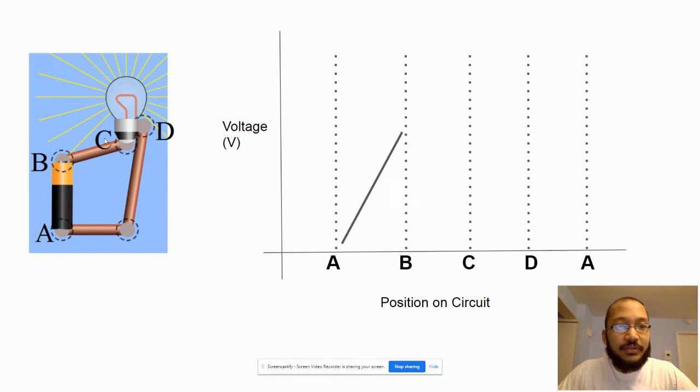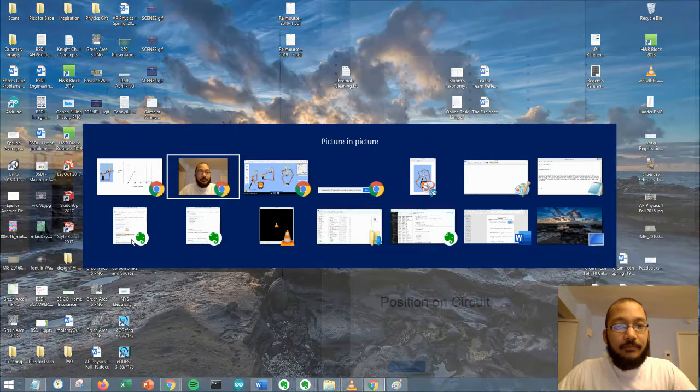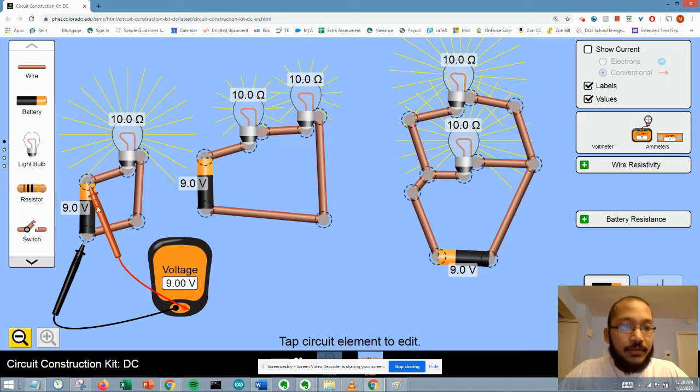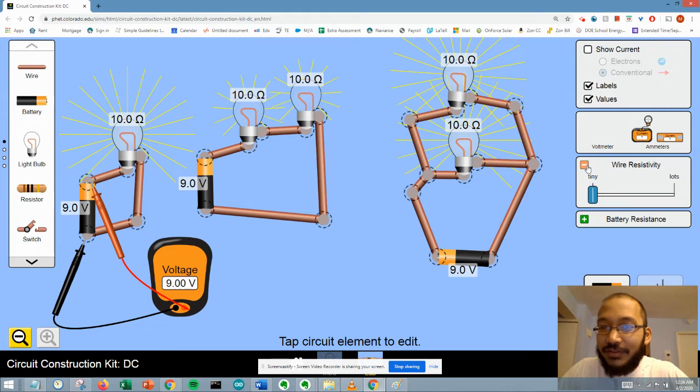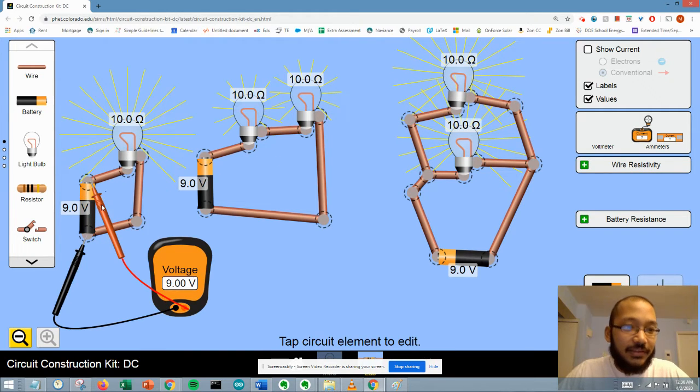Now, what is going to happen in the rest of the loop? Is it going to increase, decrease, or stay the same? I want to account for just a little bit of wire resistivity. When you say that the wires have a tad bit of resistance, you see that the voltmeter changes as you go across. It's small, but there's something. When I go to the other side of the light bulb, there's a huge drop. And then as I work my way around, back to 0.